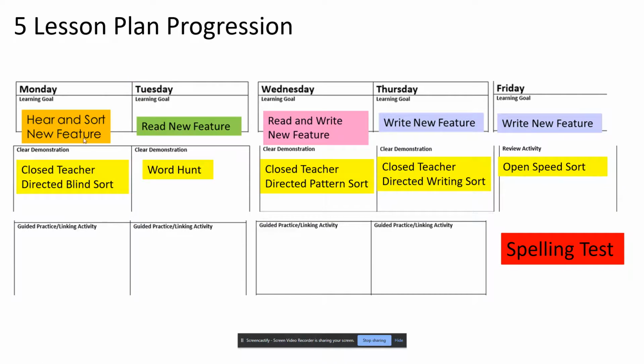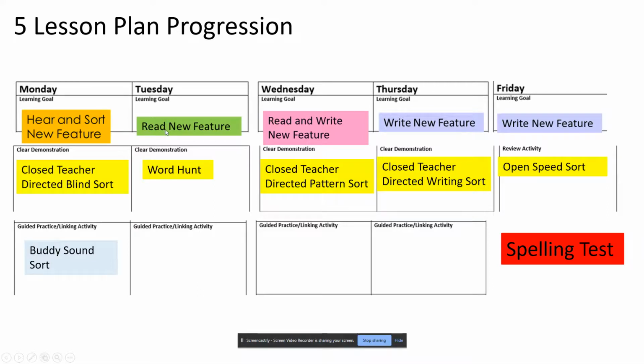All right. For the first day, if I want kids to hear and sort the new feature, I'm going to do a closed teacher-directed blind sort. And then when I'm finished with that sort, I could follow up by giving kids picture cards with that same feature and have them work with a buddy to do a buddy sound sort. These are both sorts that are focused on hearing and sorting a new feature.